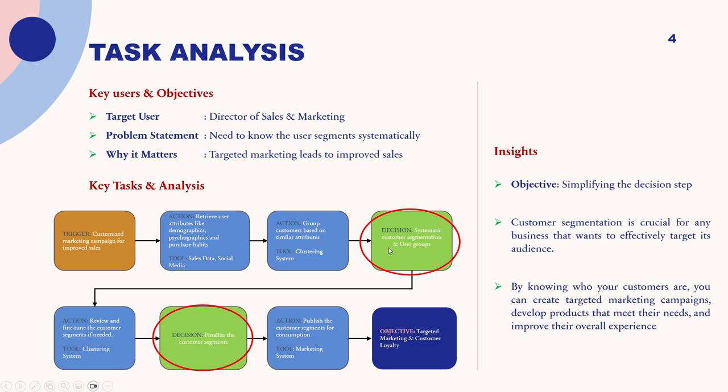The first decision here is systematic customer segmentation and user groups. A follow-up action of that is to review and then fine-tune the customer segments if there is a need for that. The final decision is to finalize the customer segments so that you could trigger your marketing campaign. Once you have finalized your customer segments, you could publish them so that a business user could consume and utilize them. So what is the objective? The objective is targeted marketing and customer loyalty. The decisions are marked in red color, and the objective is to simplify the decision steps.